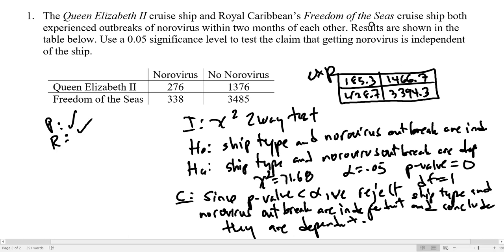Well, if I was going to go on one of these ships, it's more likely or less likely for me to get a virus, basically. Okay? Even though they had the same time, they had a much larger outbreak in the Queen Elizabeth. You were more likely to get that virus being on the Queen Elizabeth than if you went on Freedom of the Seas. Okay, so there is a relationship here.